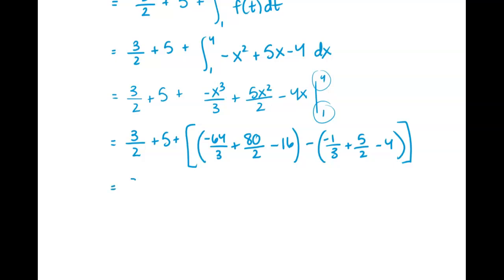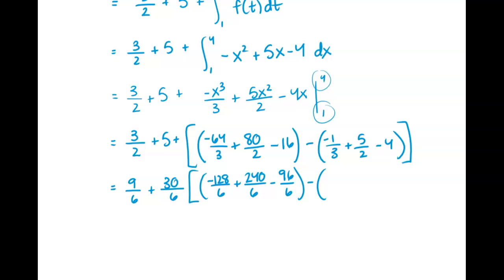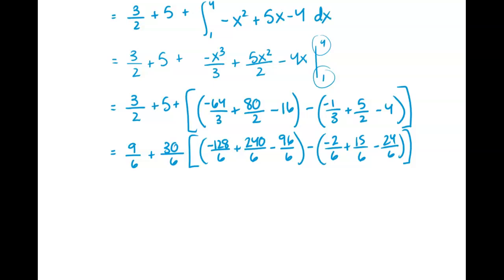All right, common denominator, 6. So 3/2 turns into 9/6. This is 30 over 6. Keep the bracket for now. Negative 64 over 3 turns to negative 128 over 6. Now multiply by 3 on top and bottom, 240 over 6. 16 times 6 is 96. Minus, now we'll multiply this by 2, so negative 2 over 6, multiply by 3 for 5/2, 15 over 6, minus 24 over 6. Yay math, yay fractions!